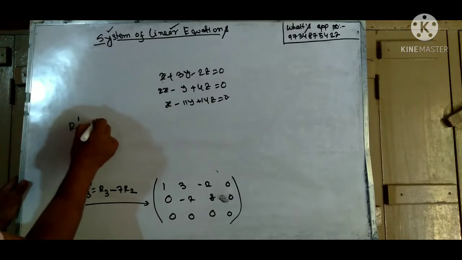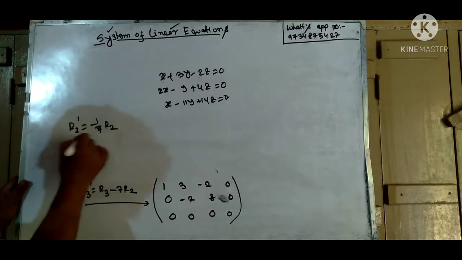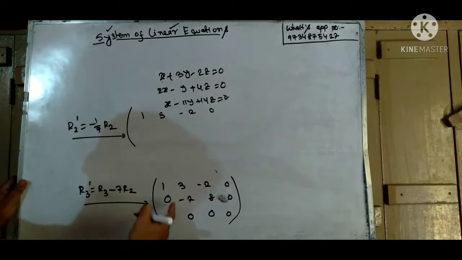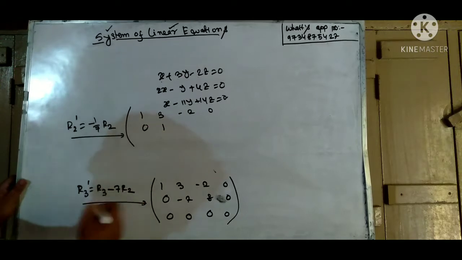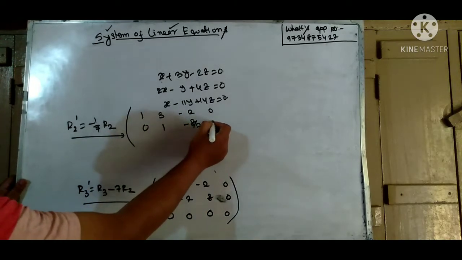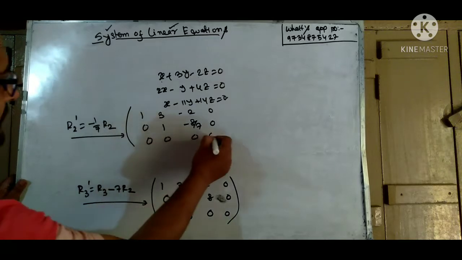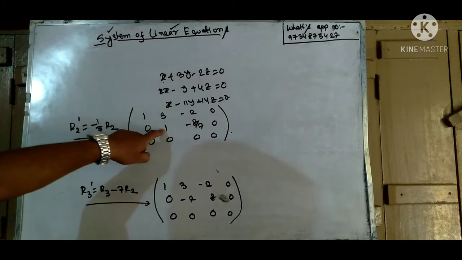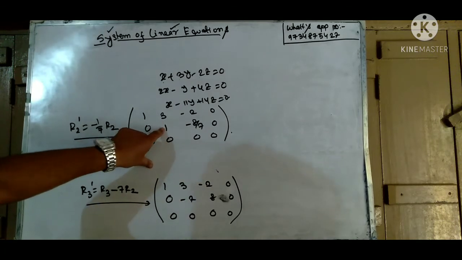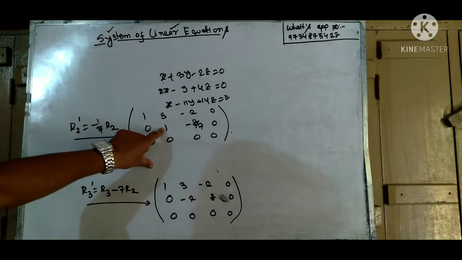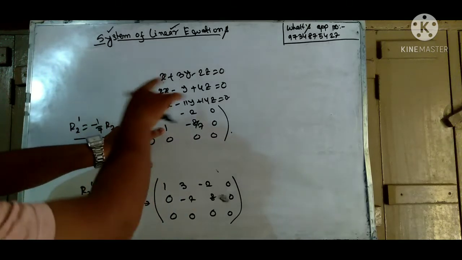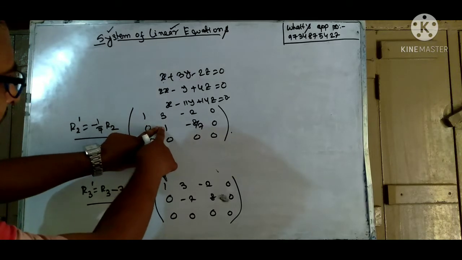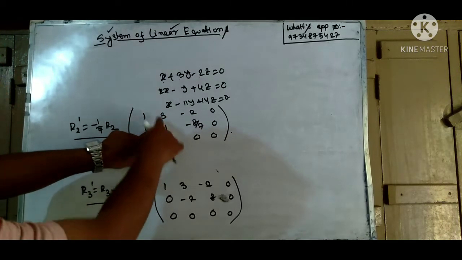R2 dash is equal to minus 1 by 7 R2, then 1 3 minus 2 0, here 0 1 minus 8 by 7 0, and here 0 0 0 0. So here is the leading one. Now the elements in this column other than the leading one should be 0 in row echelon form. I am trying to reduce the augmented matrix to its row echelon form. So here the leading one, so all the elements below and above should be 0.